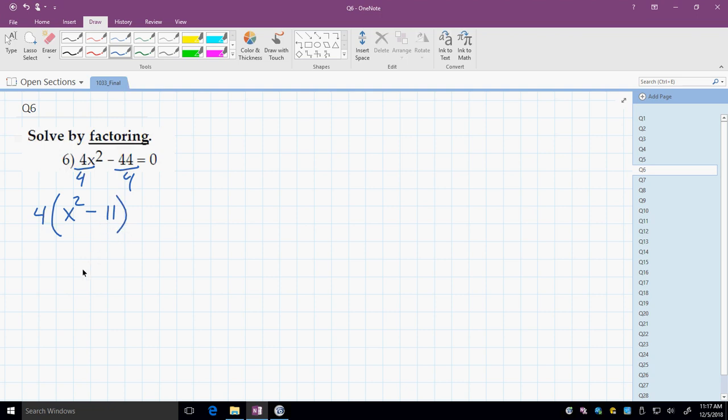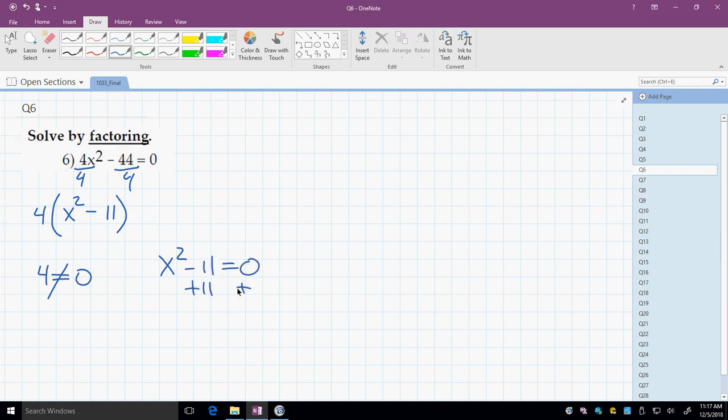We have equals to 0, so that means we have to equal everything to 0. So 4 equals to 0, that's not true. So that answer is discarded. Now we're going to do this one. X squared minus 11 equals to 0.